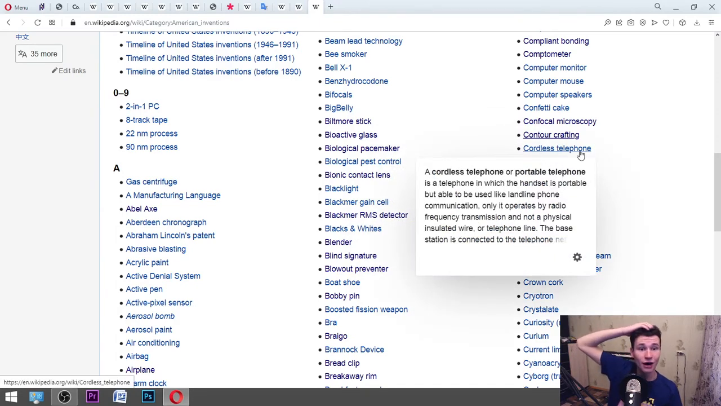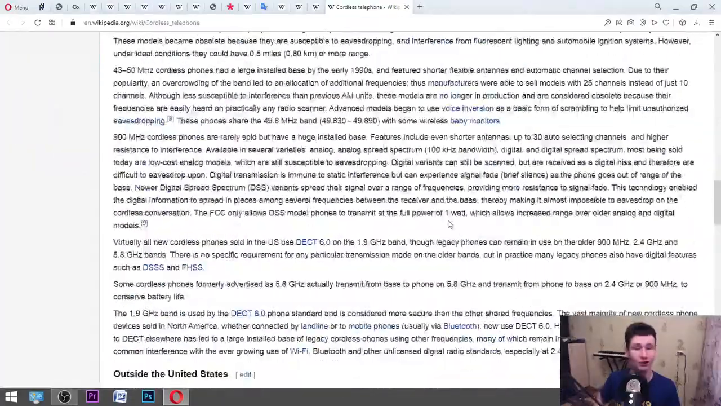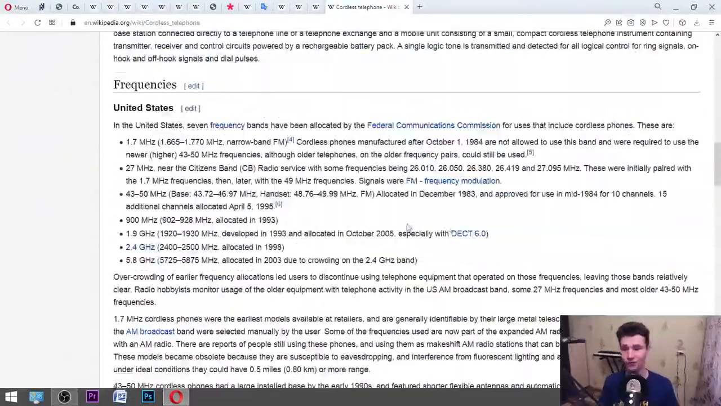Cordless telephone or portable telephone is a telephone in which the handset is portable but able to be used like landline phone communication. Only it operates by radio frequency transmission and not a physical insulated wire or telephone line. Good technology, really. And it is by frequencies, and we have different hertz here, and also cordless phones. Wow, good. And CB and narrowband FM, and also megahertz, and different words and descriptions to this field.